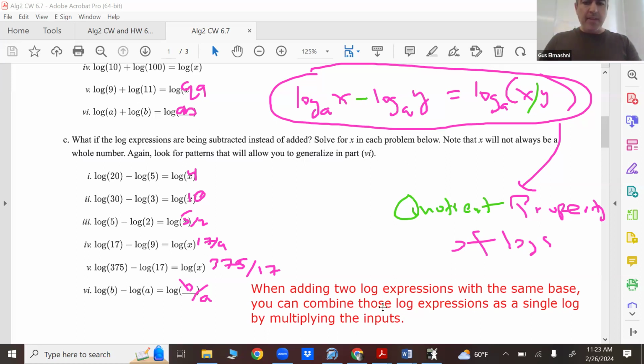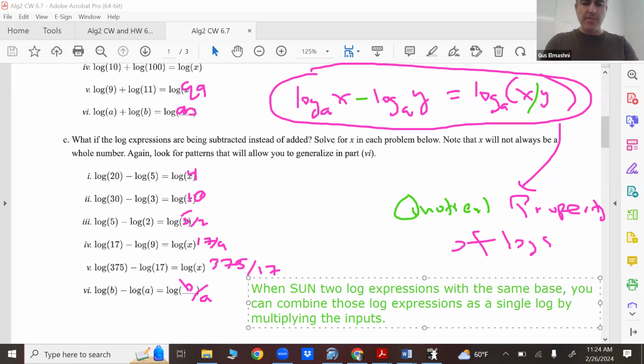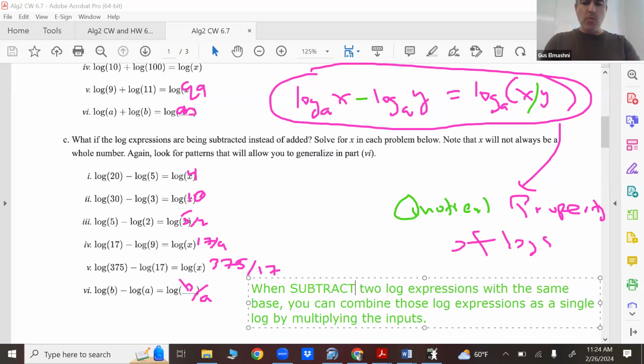And if I update this here, when subtracting, let me switch this to green. I was going to try to see if I can do different colors within the same text, but I can't. When subtracting two log expressions with the same base, you combine those logs as a single log by dividing the inputs.